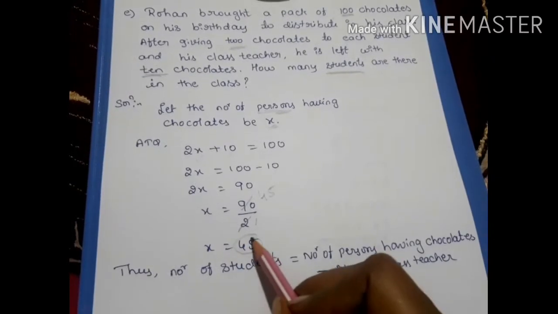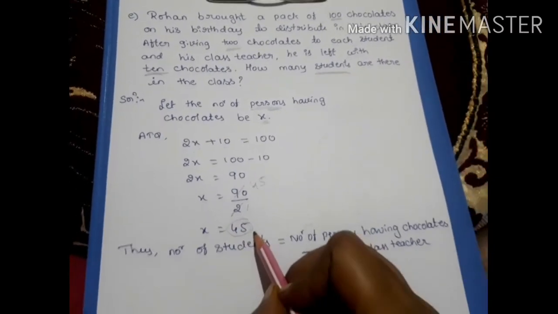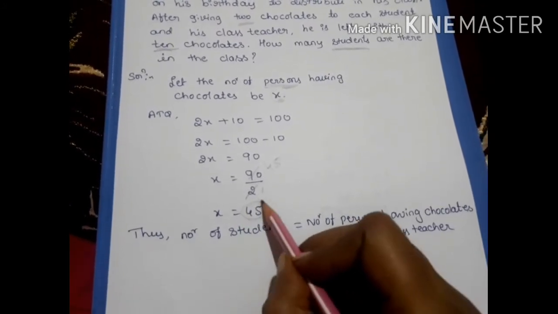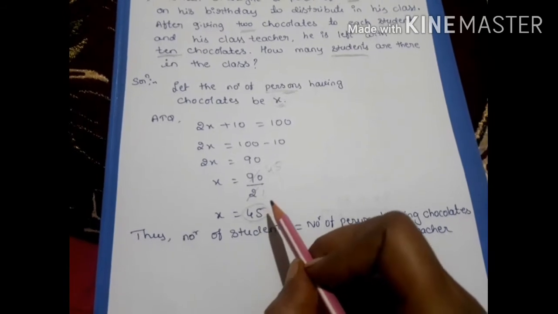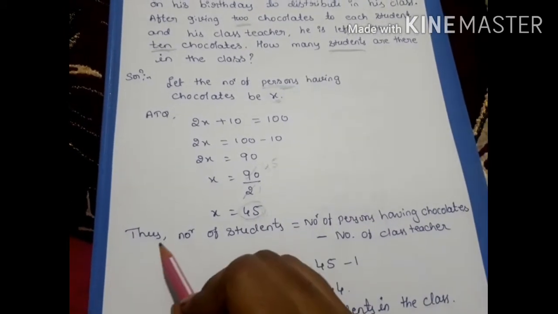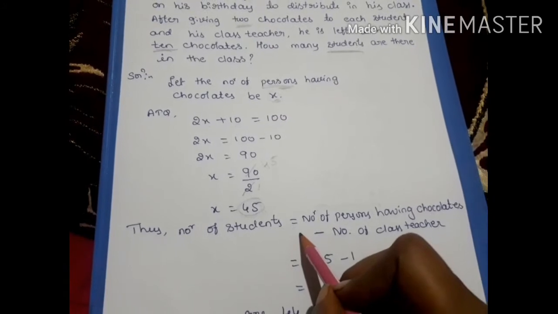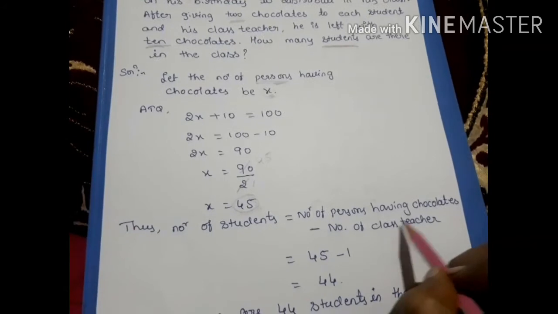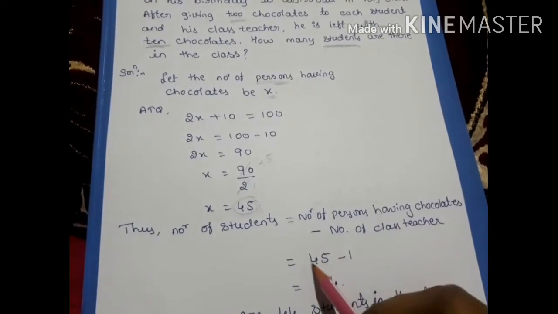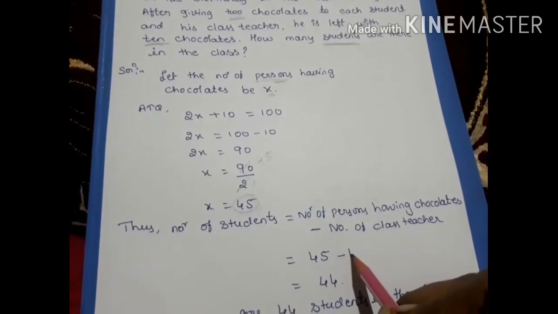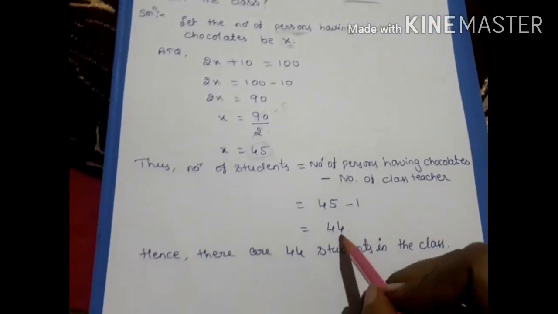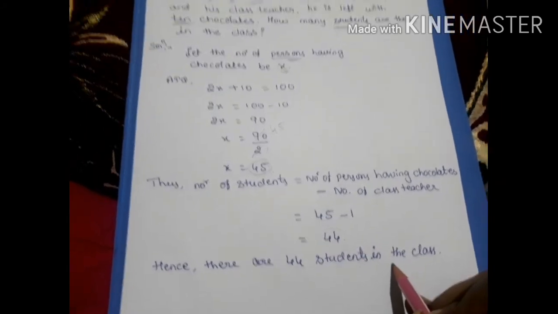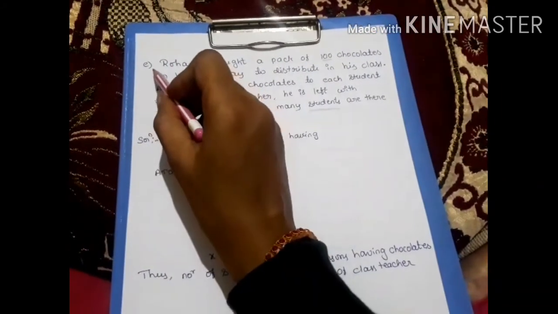This x includes the class teacher also. This is very important, children. x is not our answer. You have to subtract the class teacher from this total number of persons. Then you will get the number of students in the class. Thus, number of students equals number of persons having chocolates minus number of class teacher. Class teacher is always 1. So total persons minus 1 class teacher: 45 minus 1 gives 44. 44 is the total students in the class. This completes all the B main questions.